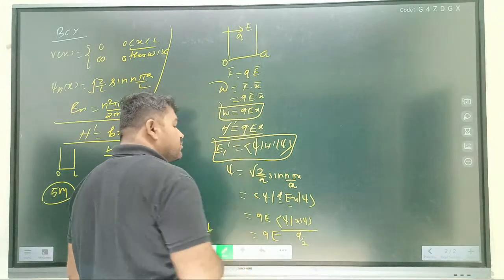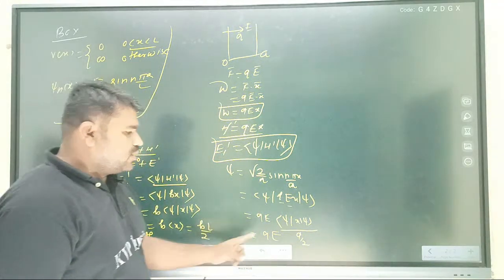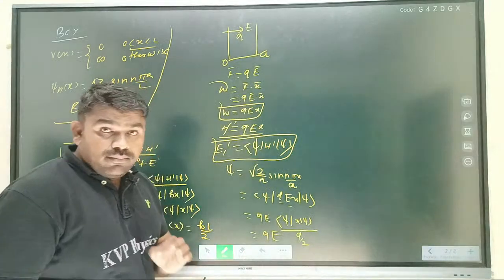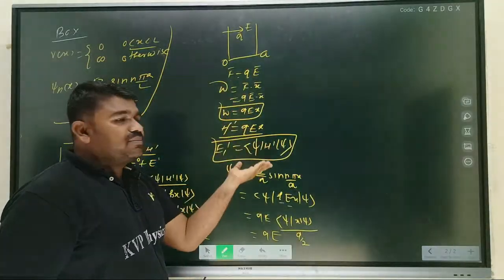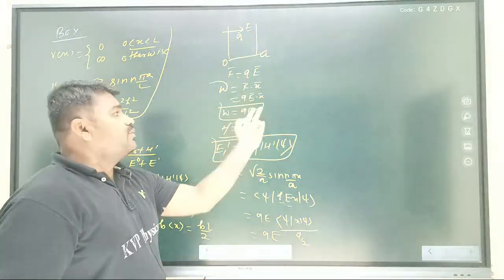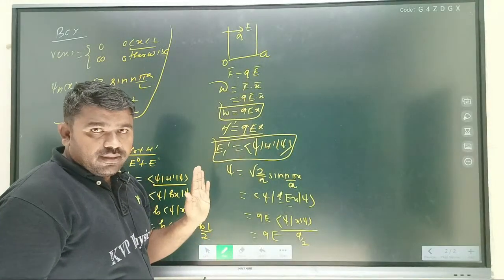So what is the first order correction to this ground state energy? It is QEa upon 2. We are getting the answer in a fraction of a second. Just take the constant part outside. The expectation of x is equal to a by 2. Simple, QEa by 2. Clear?